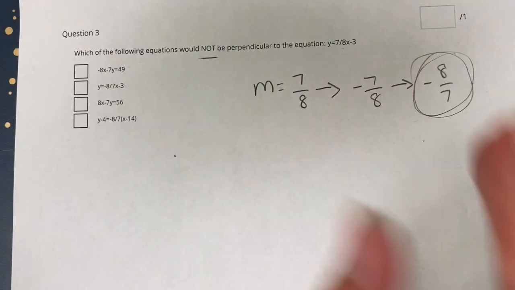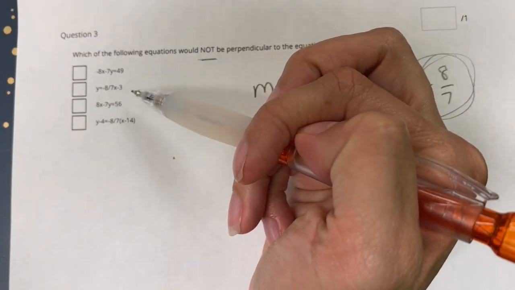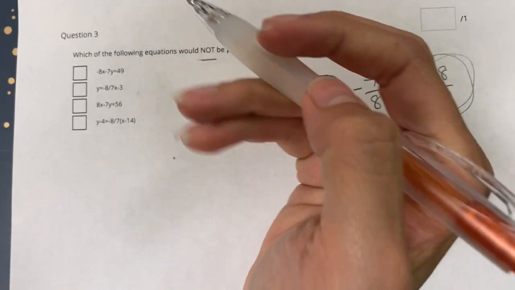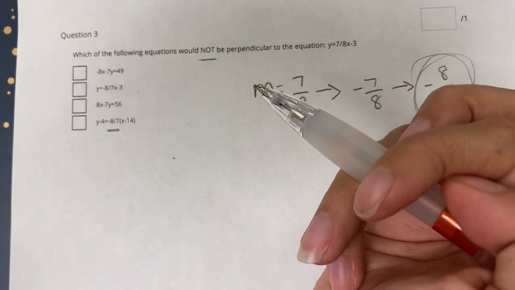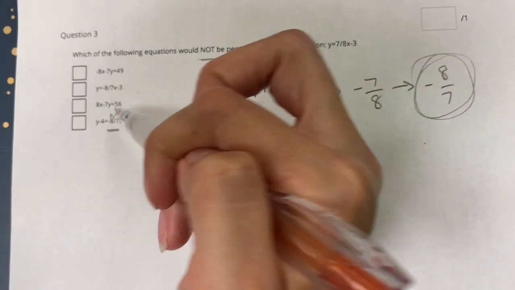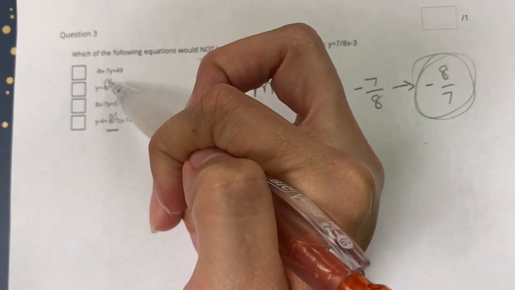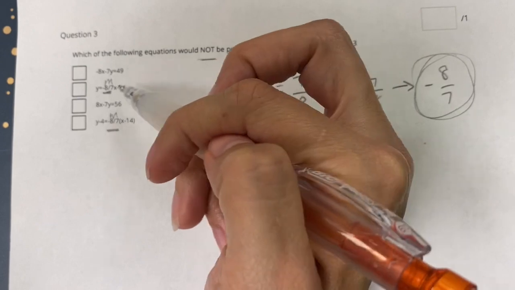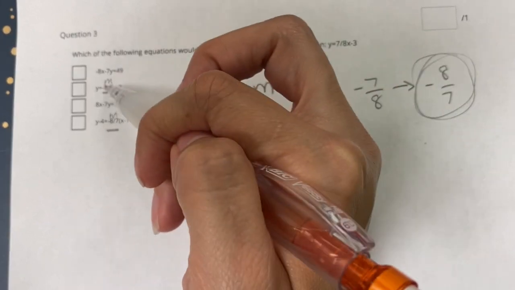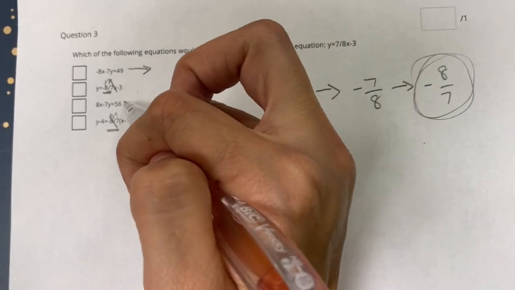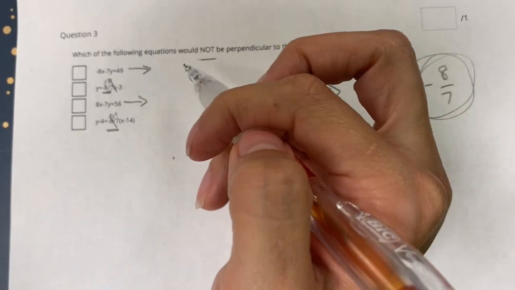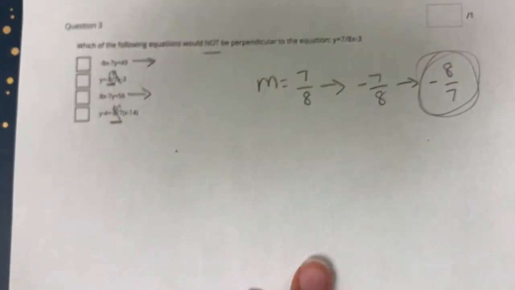So the first equations that I'm going to look at are the ones that are already solved. So B and D are already solved. This tells me negative 8/7. This is my M. Right here, mx plus b, this is my M. It says negative 8/7. So I know it can't be either of these. So now I actually need to change these to y equals mx plus b. And I'm actually going to do that right here.